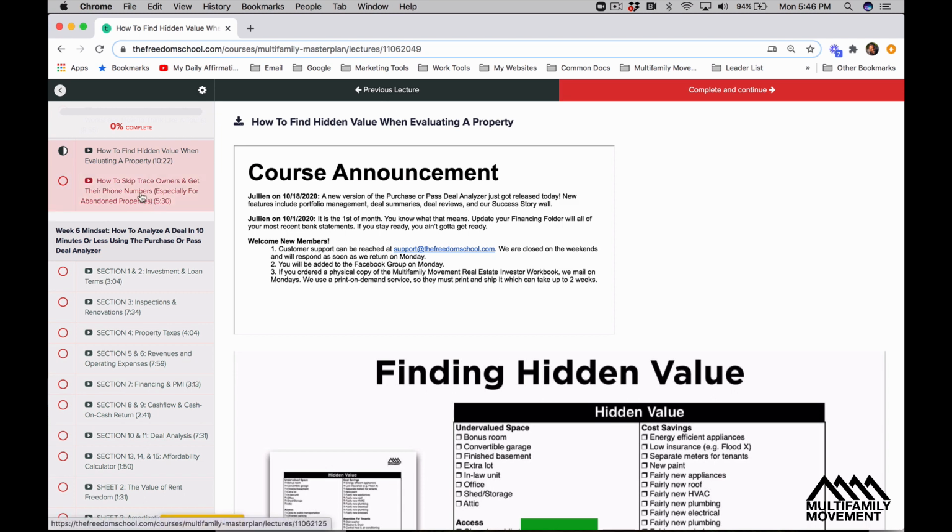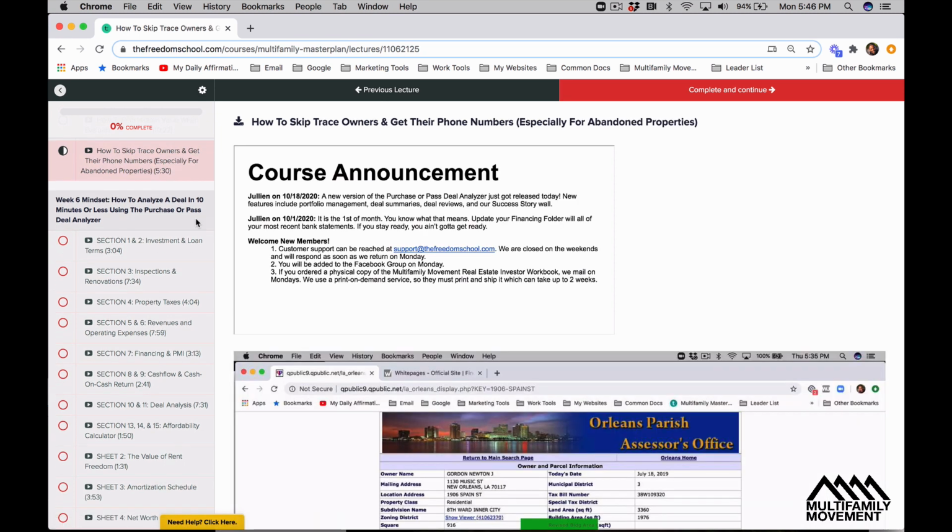Okay, then I talk to you about how to skip trace owners. Okay, so let's say you see a property that is run down, a lot of mail in the mailbox, the lawn is unkept, the windows are boarded up, and you want to track down the owner. I show you how to, it's called skip tracing, how to find owners so that you can get their contact information, reach out, and perhaps make a deal.